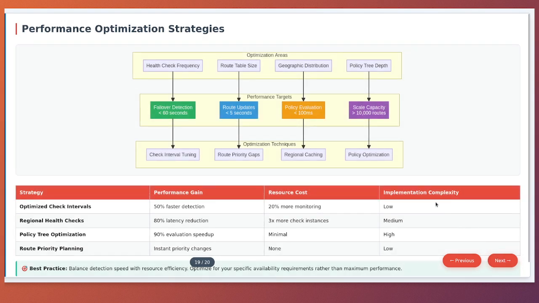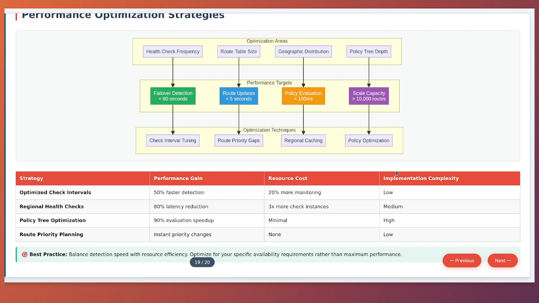Performance optimization strategies. Optimizing route taxonomy and health check performance requires understanding the trade-offs between detection speed, resource overhead, and false positive rates. The optimization strategies shown balance these competing requirements. Shorter health check intervals provide faster failure detection but increase monitoring overhead and can overwhelm struggling instances. Regional health check distribution is crucial for global applications. Health checks should originate from multiple regions to provide comprehensive coverage and avoid region-specific false negatives.